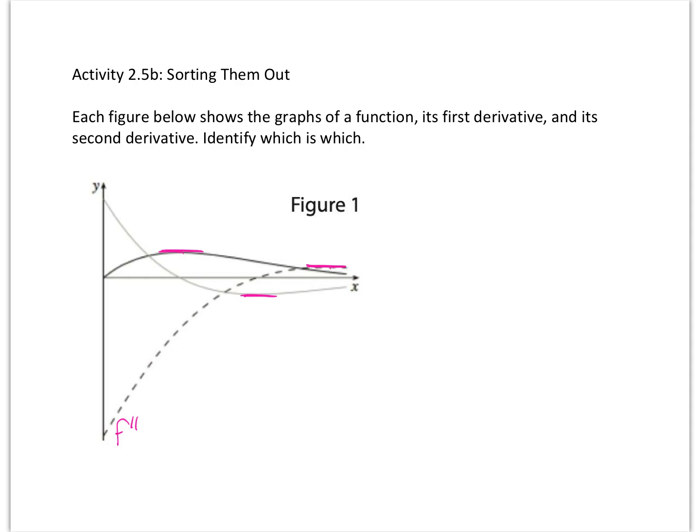Okay. And then the function whose derivative is f double prime would have to be this gray curve here, because it has a horizontal tangent line right here where f double prime has an x-intercept or a 0. Okay, so the gray would have to be f prime, leaving the black curve to be f. And that makes sense because where f has a horizontal tangent line, this gray curve has an x-intercept or a 0. So the black line is f.